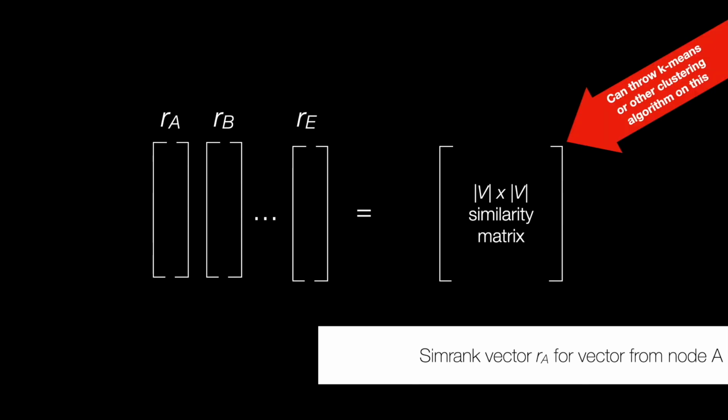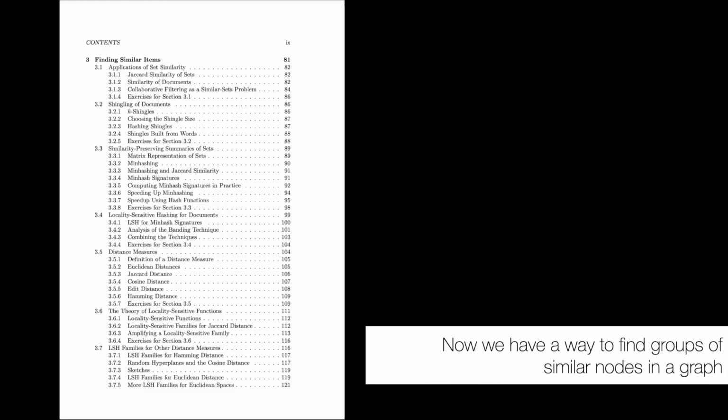Now we can easily apply some sort of k-means or other clustering algorithm onto the similarity matrix, and that will give us a set of clusters of nodes that are more similar to each other than nodes outside of those clusters. So this gives us a way to find groups of similar nodes in a graph, which leads us very nicely into what we want to talk about next time. So in Module 3, in Chapter 3, we'll talk about finding similar items.